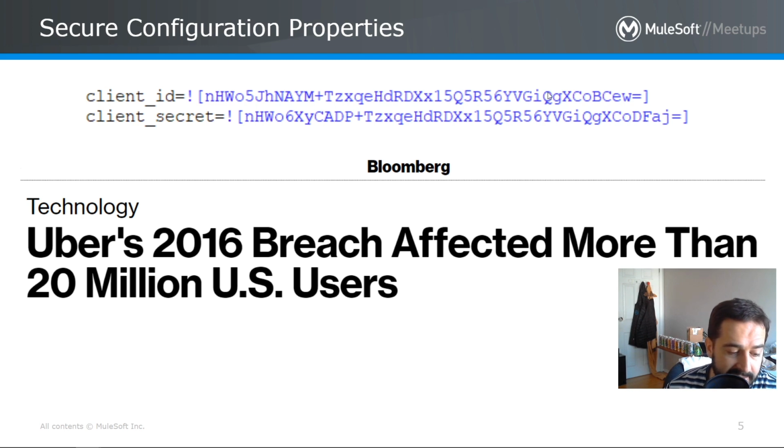Another fallout from this incident was that it led to the departure of the founder, Travis Kalanick, from the company he started and built. And all of this was because a single engineer didn't secure the properties. Don't be that engineer.